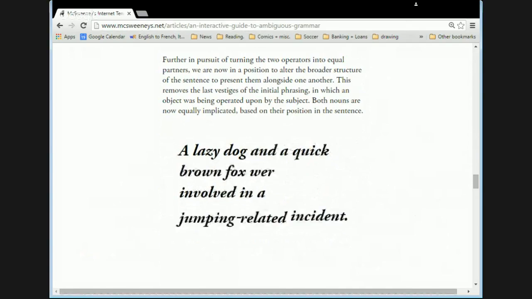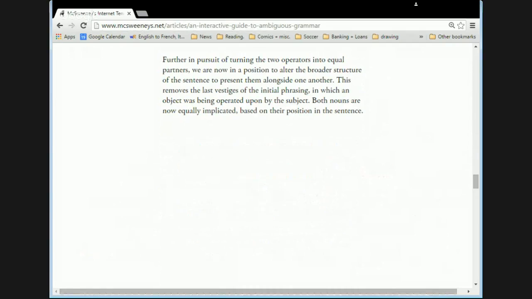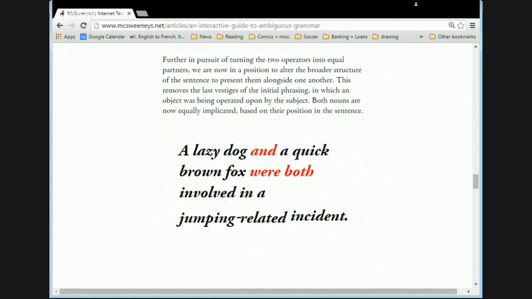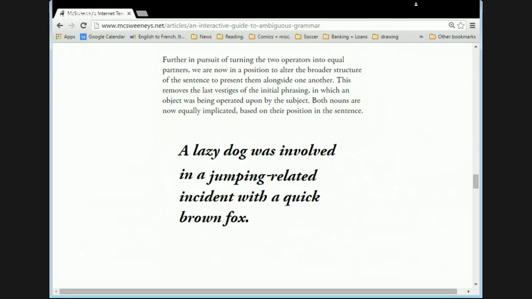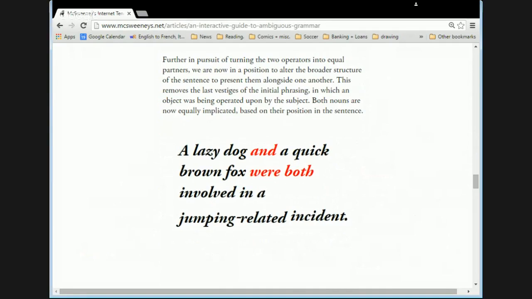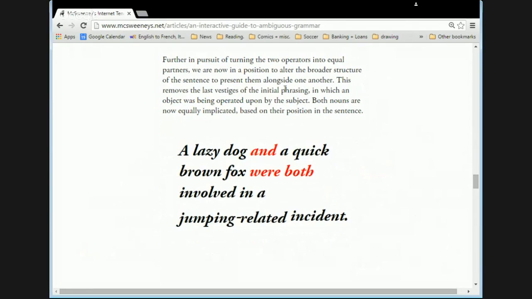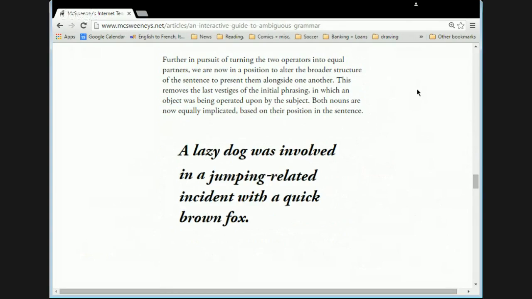So can you repeat likewise? Likewise. Operators. Present. And vestiges. Vestiges. Yeah, the last vestiges of the initial phrasing. So it's like the last traces or the last remnants, whatever remained of the initial phrasing. And I like how he uses the passive voice here. But good. Any questions here?